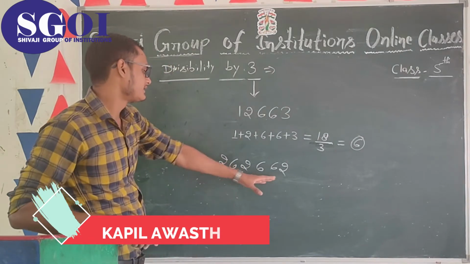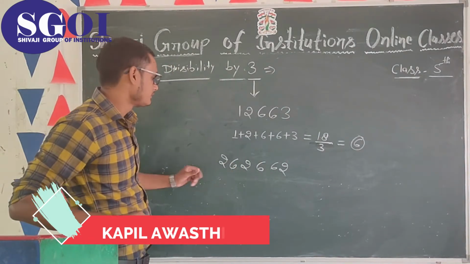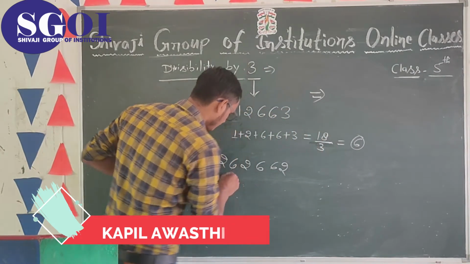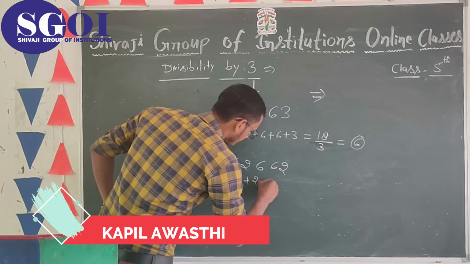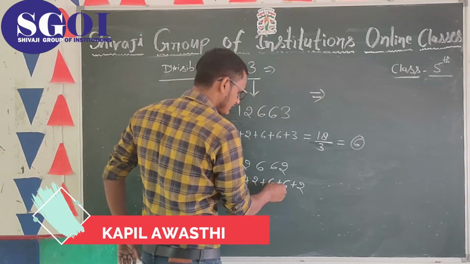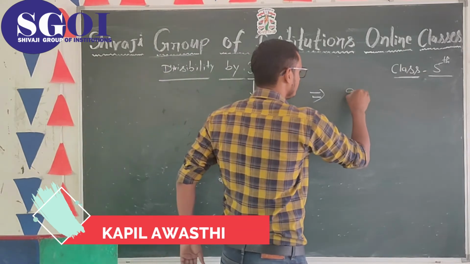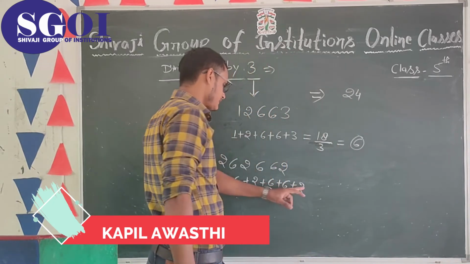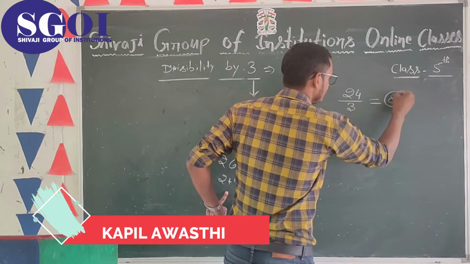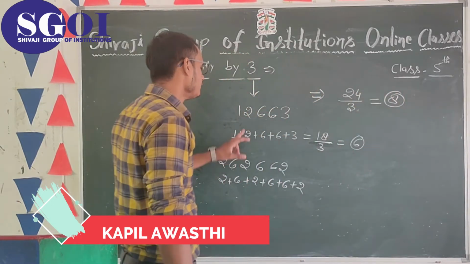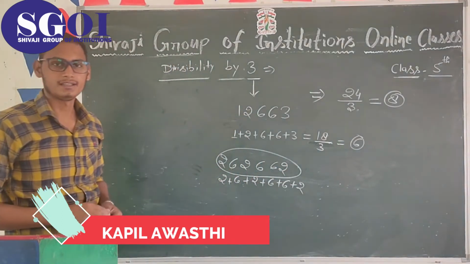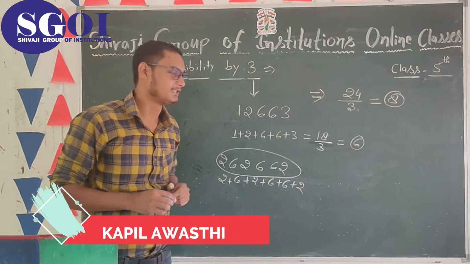Is this number divisible by 3 or not? The same process: the sum of all the digits, 2 plus 6 plus 2 plus 6 plus 6 plus 2. 2 plus 6 is 8, plus 2 is 10, plus 6 is 16, plus 6 is 22, plus 2 is 24. The sum of all digits, 24, is divisible by 3. Yes, so this number is divisible by 3.